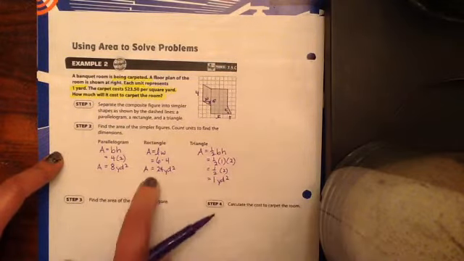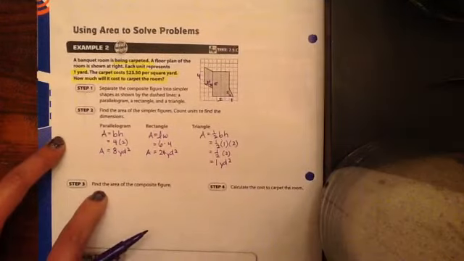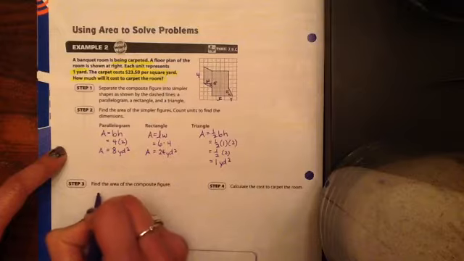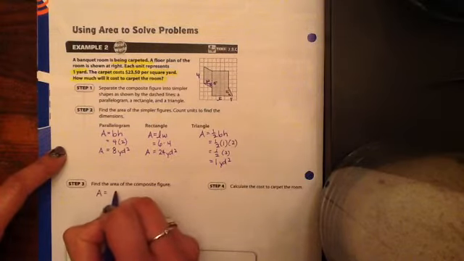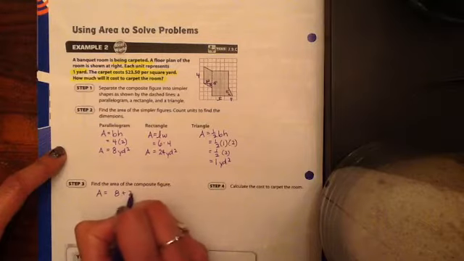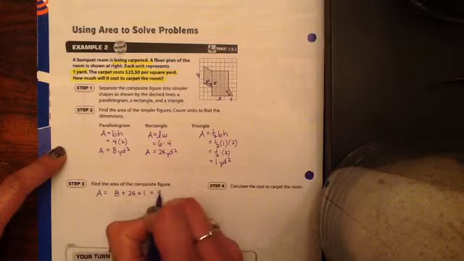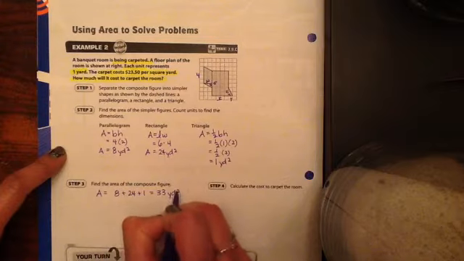I'm going to add these together, so it says to find the area of the composite figure. I'm going to write this out as an equation. That's 8 plus 24 plus 1, which is 25 and 8, 33 yards squared.